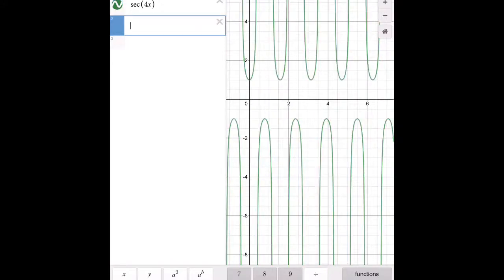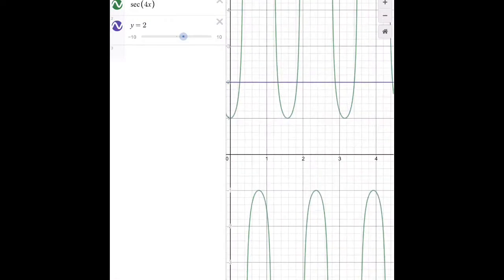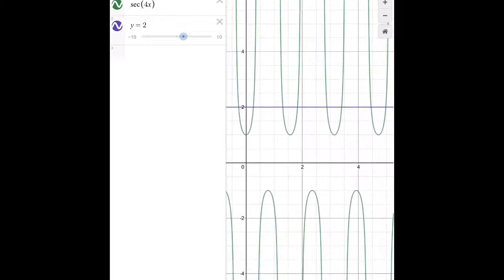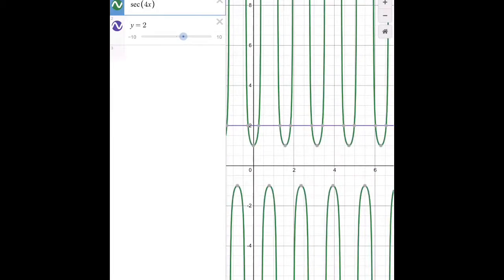And we want to know where that is equal to 2. So let's see if we're correct. Trying to zoom in here properly. I need a little bit more room. There we go.